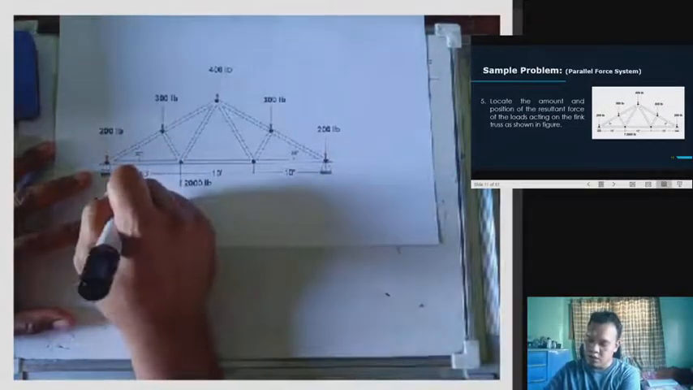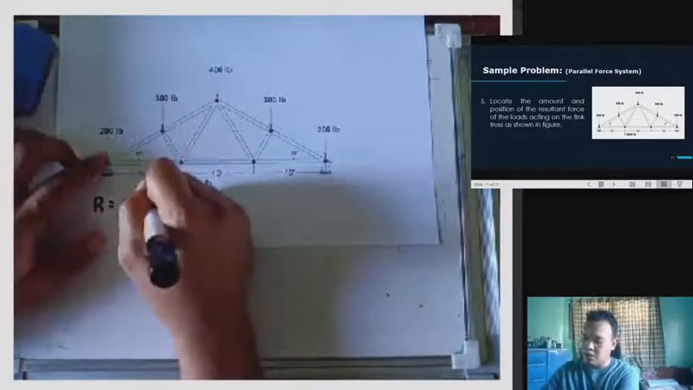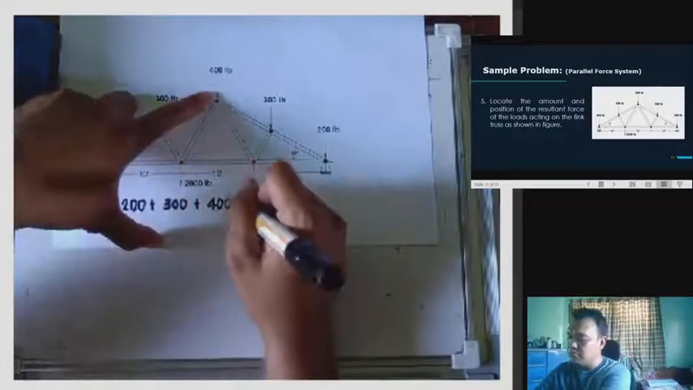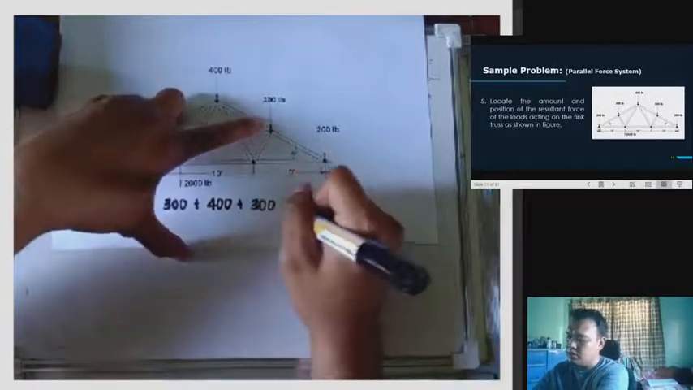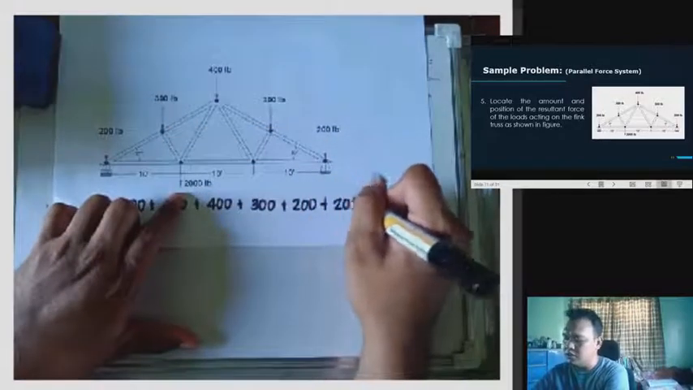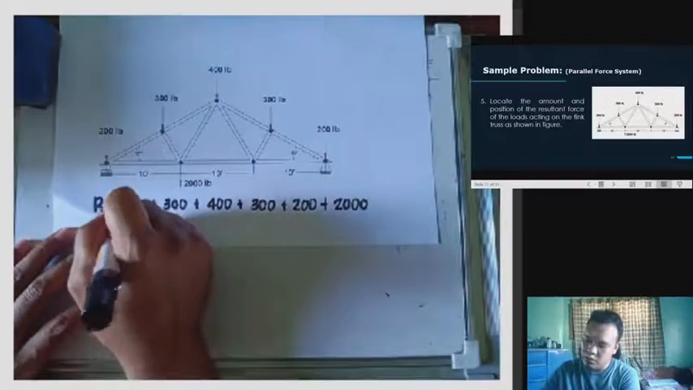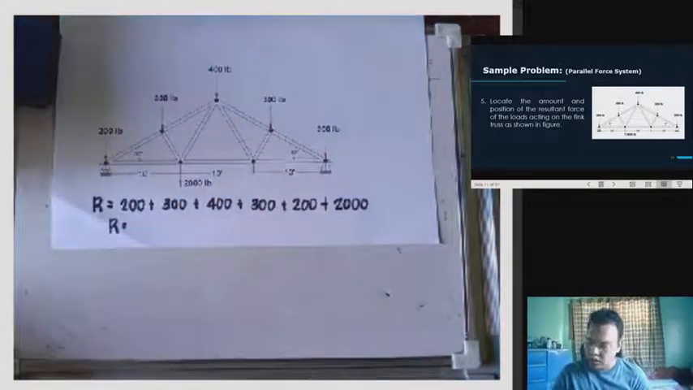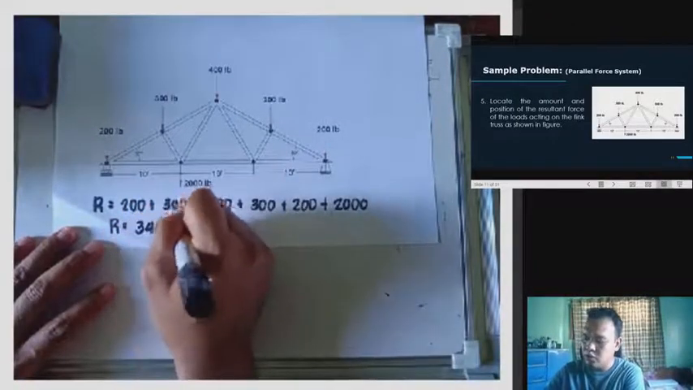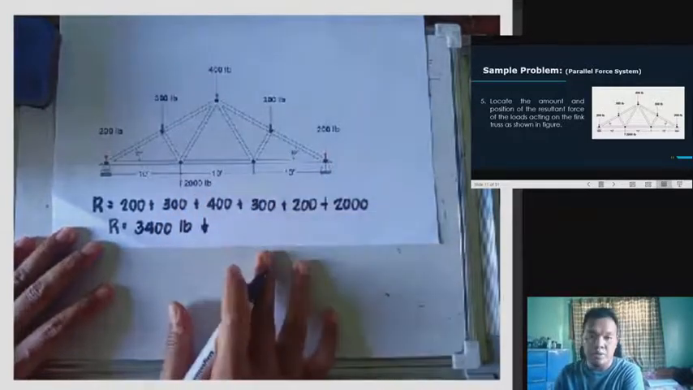So we have here 200 pounds plus 300 pounds, plus 400 pounds, plus 300 pounds, plus 200 pounds, plus yung 2,000 na nandito. Okay, so we have here the resultant, which is equivalent to 200 plus 300 plus 400 plus 500 plus 2,000. So we have here 3,400 pounds going down. So the direction will be going down, no?